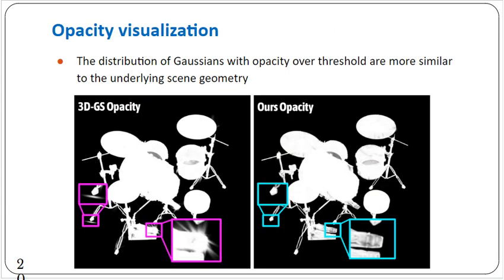The author also did an opacity visualization experiment. In Scaffold Gaussian splatting, only the opacity of the Gaussians over threshold will be activated to render the scene, and the below image shows the Gaussians that are activated in this view angle. We can see that the distribution of Gaussians is more similar to the underlying scene geometry.